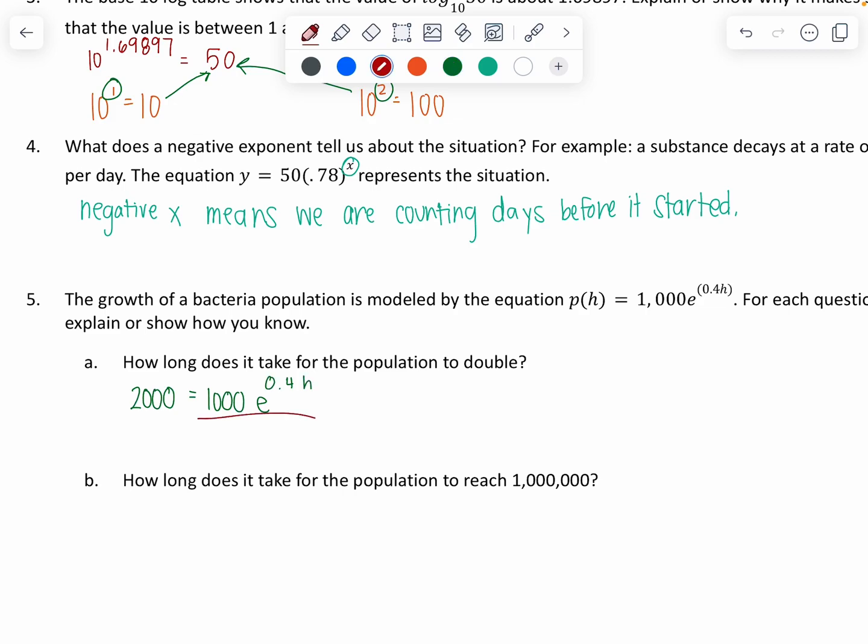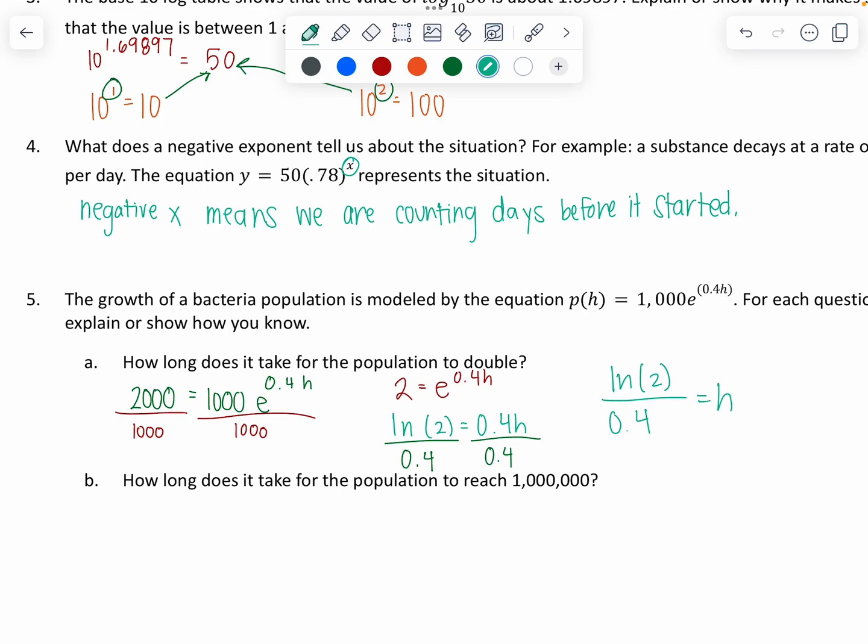So to solve this, first you want to get it into just that exponential version. So divide by 1,000 on both sides. So this will be 2 is equal to e to the 0.4h. Now, in order to get to that exponent, we're going to switch it to log form. So log base e, or natural log, of 2 is equal to the exponent of 0.4h. And to get the h all by itself, divide by 0.4 on both sides. You can keep it as that, or if you do type this in, it's about 1.73.